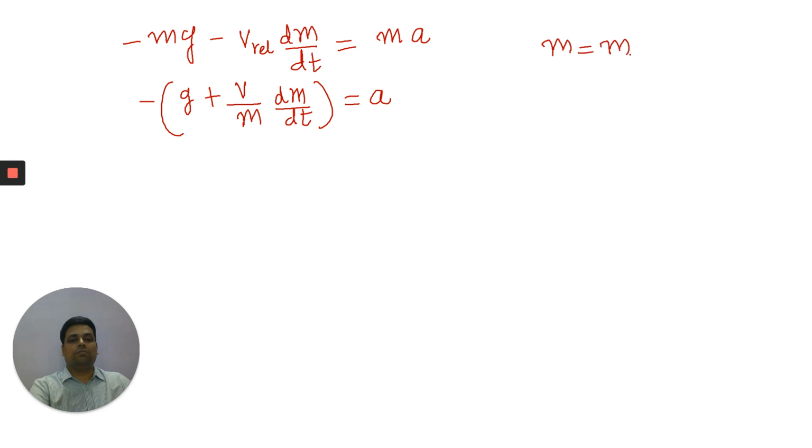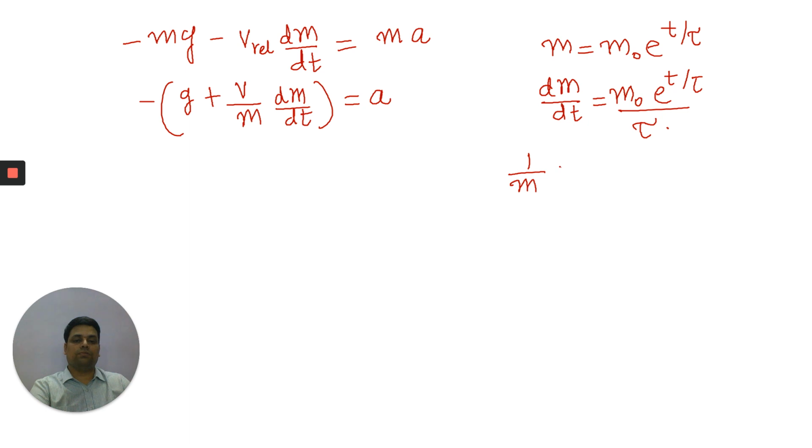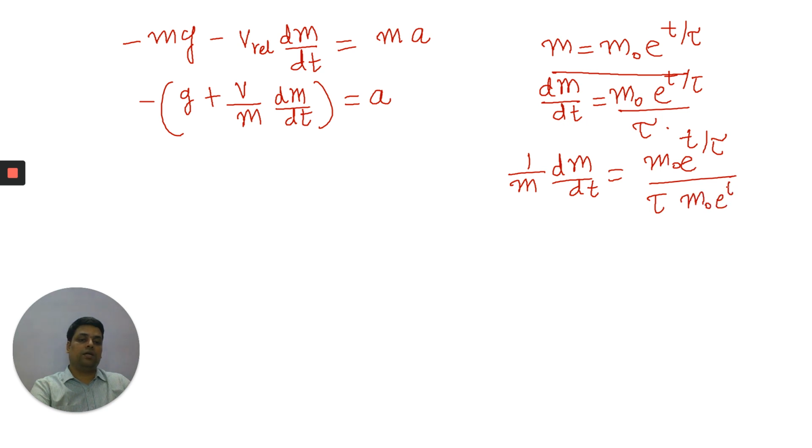Given that m is m naught e power t by tau, if I differentiate, dm by dt is m naught e power t by tau by tau. Suppose I divide on both sides with the mass m, which is m naught e power t by tau. So 1 by m dm by dt is 1 by tau. We can put minus g plus v by tau equal to acceleration.